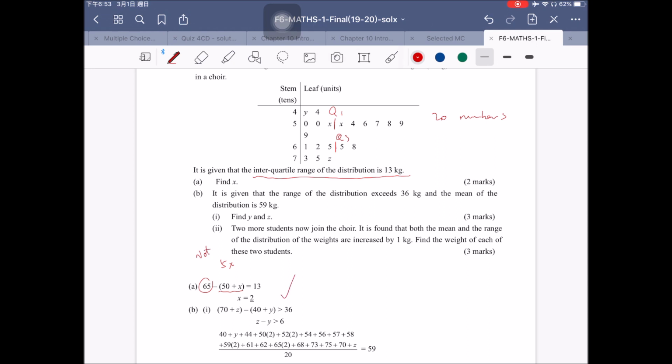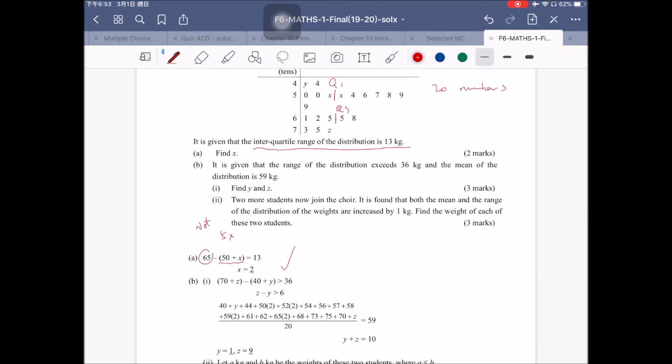And then it is further given that the range is 36. The range is this one, the biggest one, minus this one.